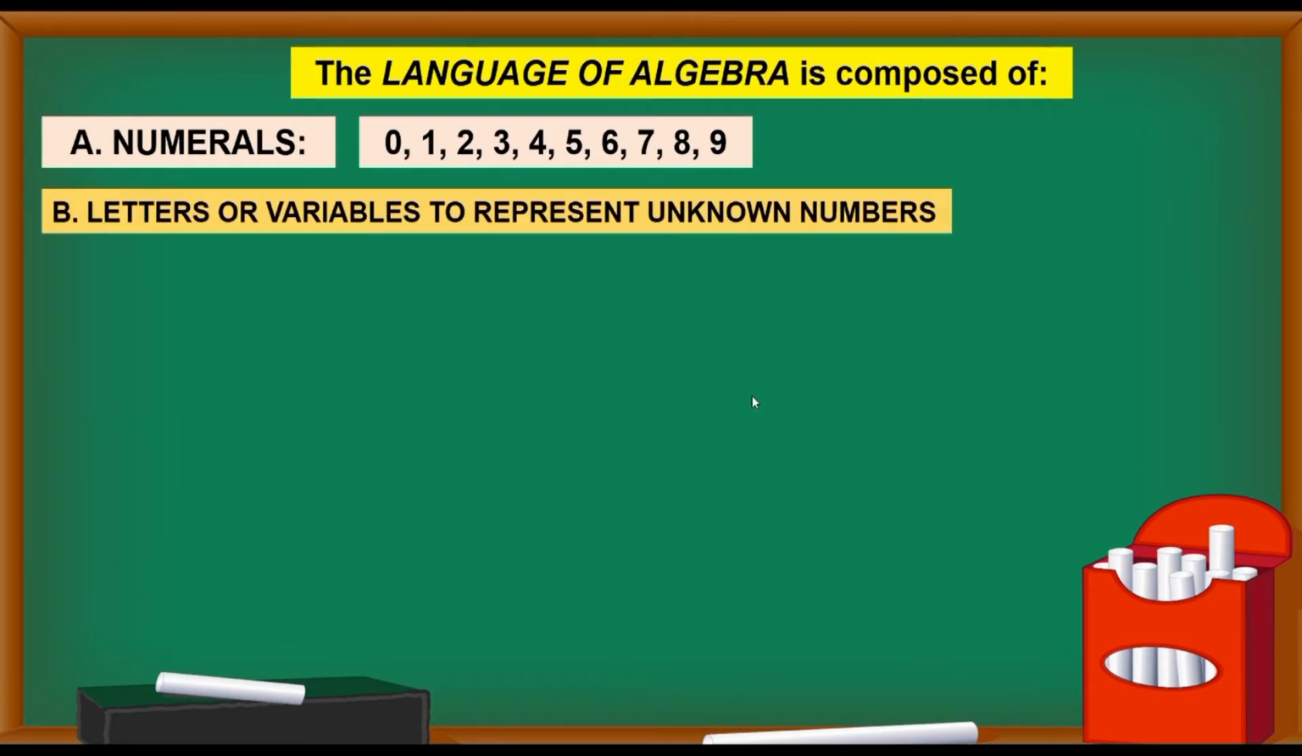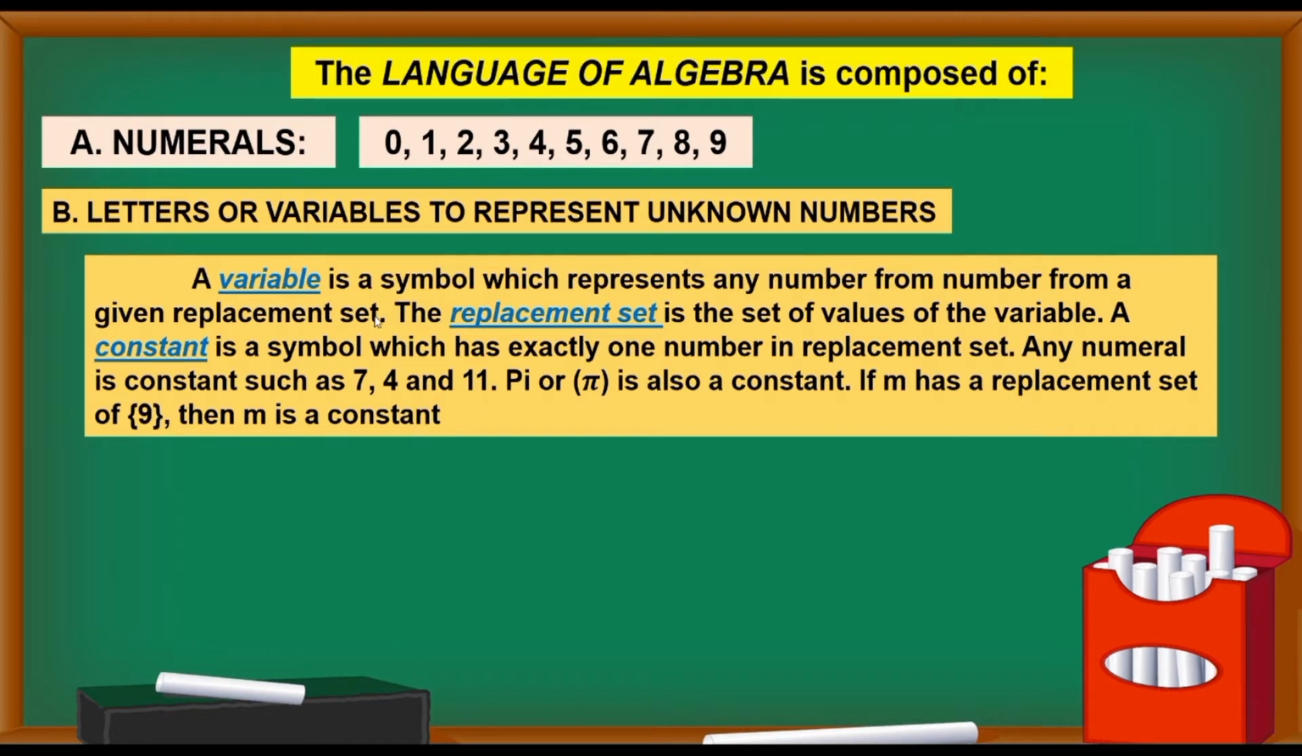So, the next one is a letter or variables to represent the unknown number. So, pwede siyang letter o ang term na ginagamit natin dyan ay yung variable. Okay, so a variable, that is a symbol which represents any number from a given replacement set. The replacement set is the set of values of the variable.